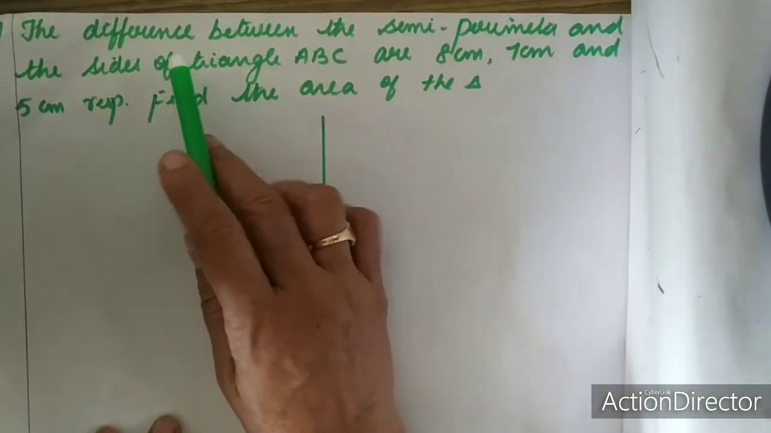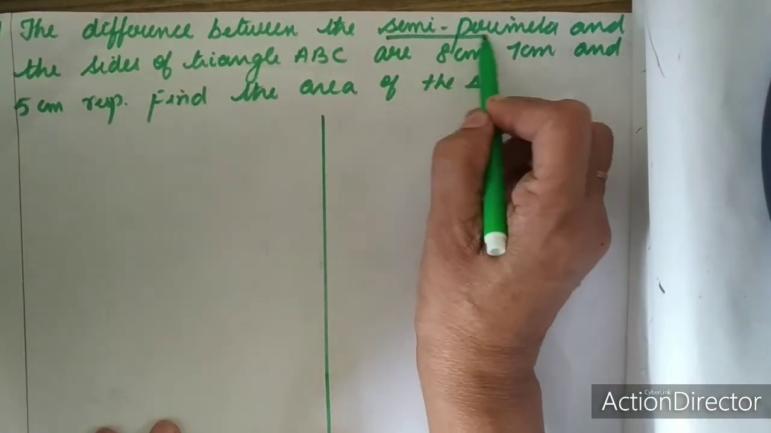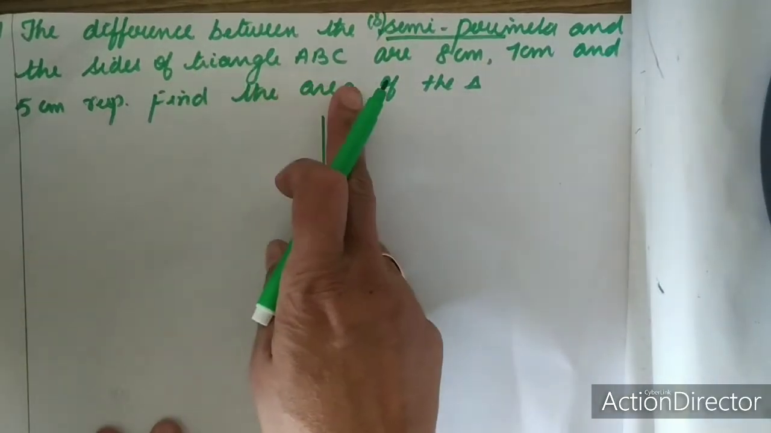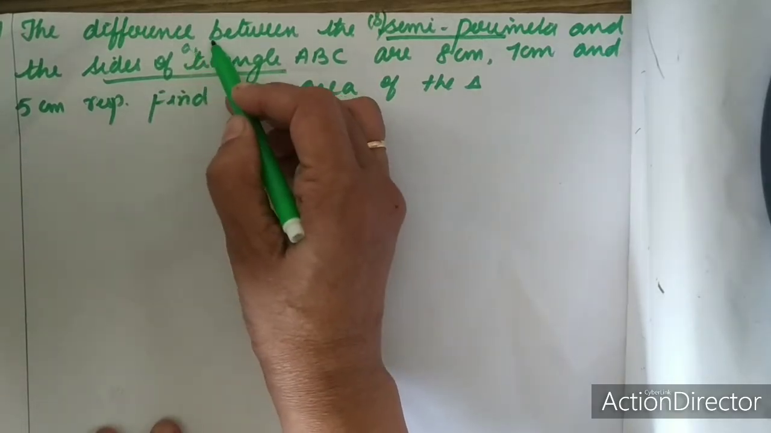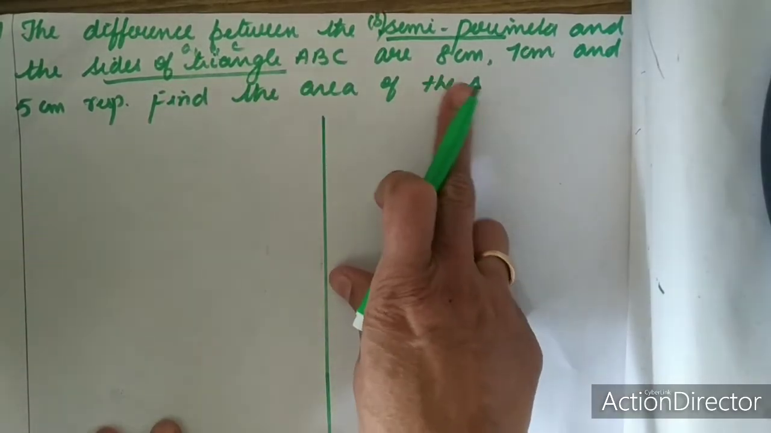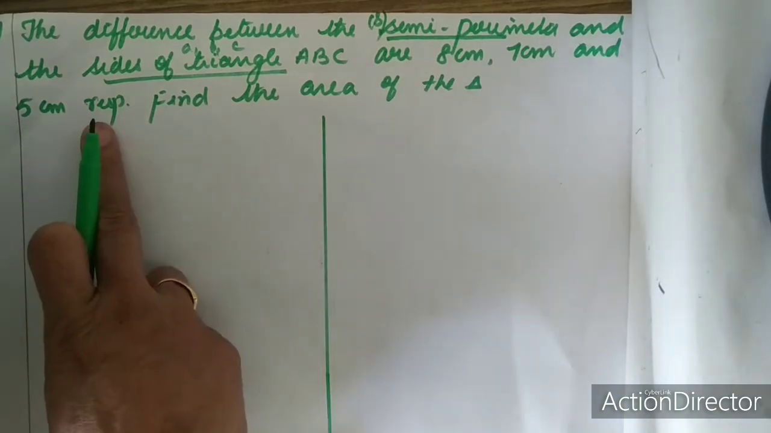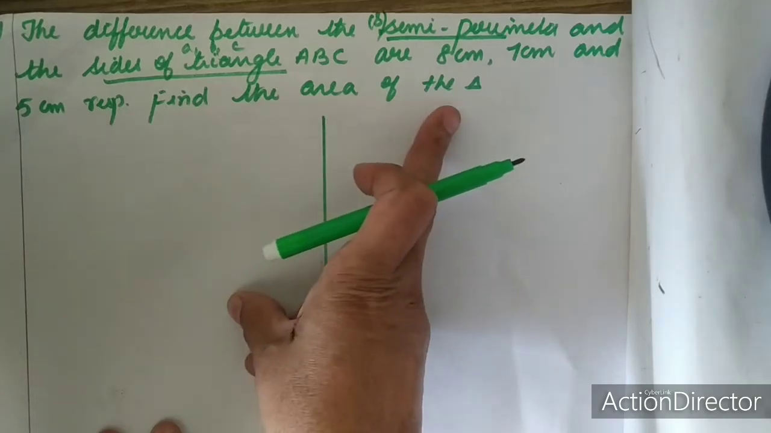Let us see one interesting question. The difference between the semi-perimeter, what is semi-perimeter? Yes, you denote it by S. And the sides of the triangle ABC. So what are all the sides of the triangle ABC? It is A, B, C are 8 centimeter, 7 centimeter and 5 centimeter respectively. You have to find the area of the triangle.